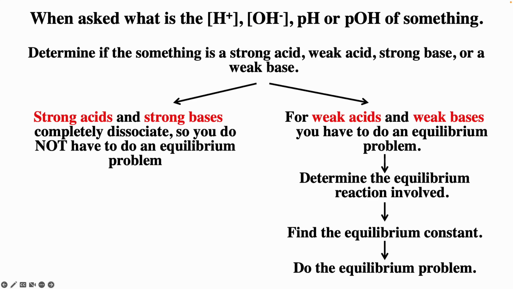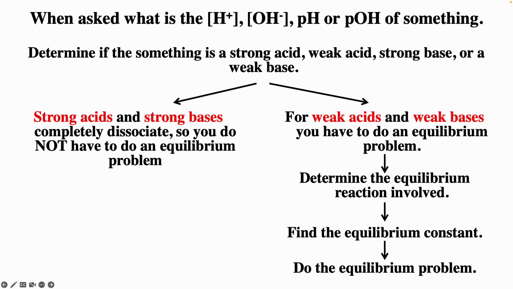And so if you're asked about the hydrogen ion, hydroxide ion, pH or pOH, the first thing to figure out is what you are dealing with. If it's a strong acid or a strong base, those completely dissociate, so you do not need to do an equilibrium problem. If it's a weak acid or a weak base, you have to do an equilibrium problem, so you have to determine the equilibrium reaction involved, find the equilibrium constant, and then do the equilibrium problem, typically using a nice table.